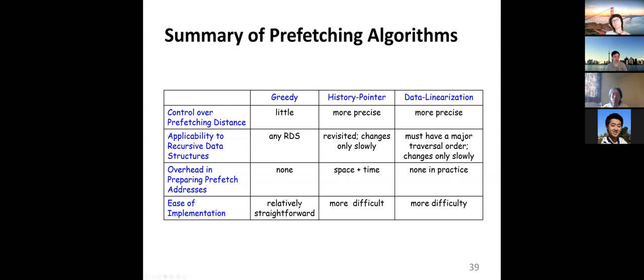Implementation for greedy is relatively straightforward. History pointer is more difficult, and data linearization is even more difficult than that one, because it requires the whole data reshuffling. With history pointers, you just need to update the pointers. Here, you need to reshuffle the whole organization.